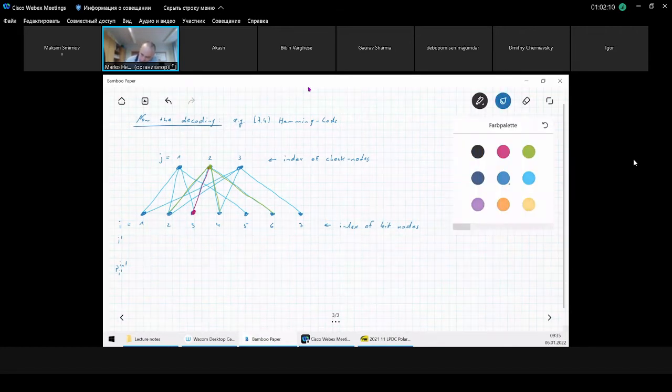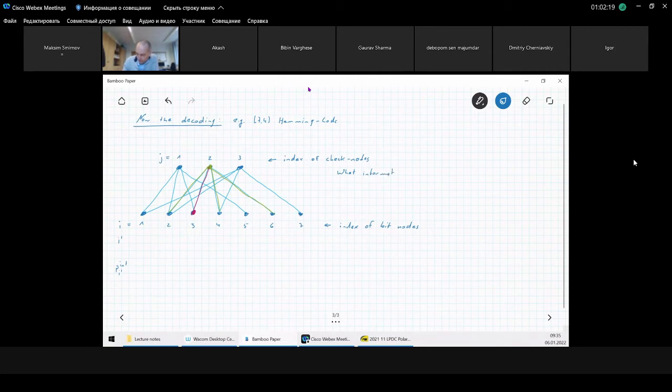So let's try to write this in a sentence. What information on bit node 3 can we get from check node 2, using the other observations which are linked to check node 2.